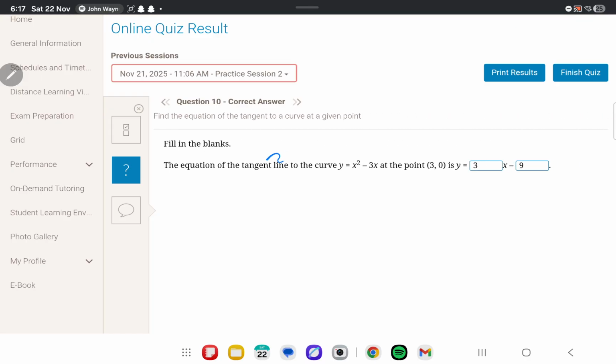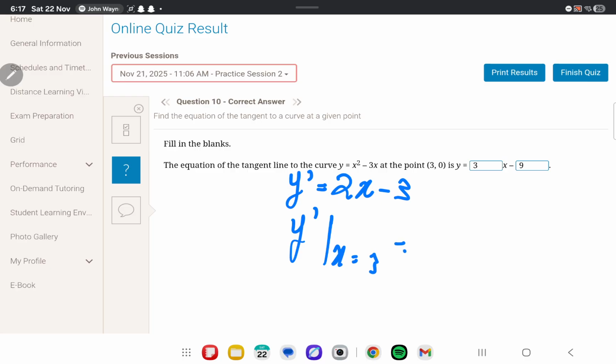Question 10. Very, very similar, but it's much easier because you're not finding the equation of the normal. You're finding the equation of the tangent. So directly, y prime is what? 2x minus 3. Now plug in 3, so y prime at x equals 3 is 6 minus 3, which is 3. So this is the slope of the tangent.